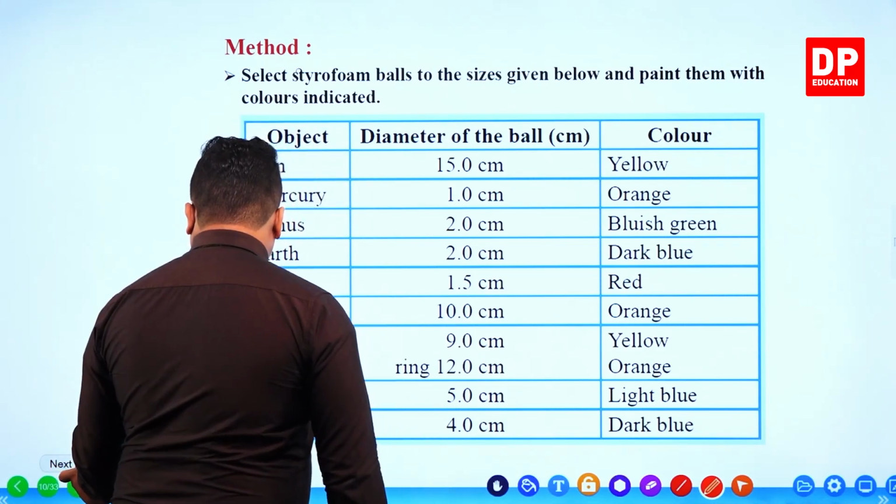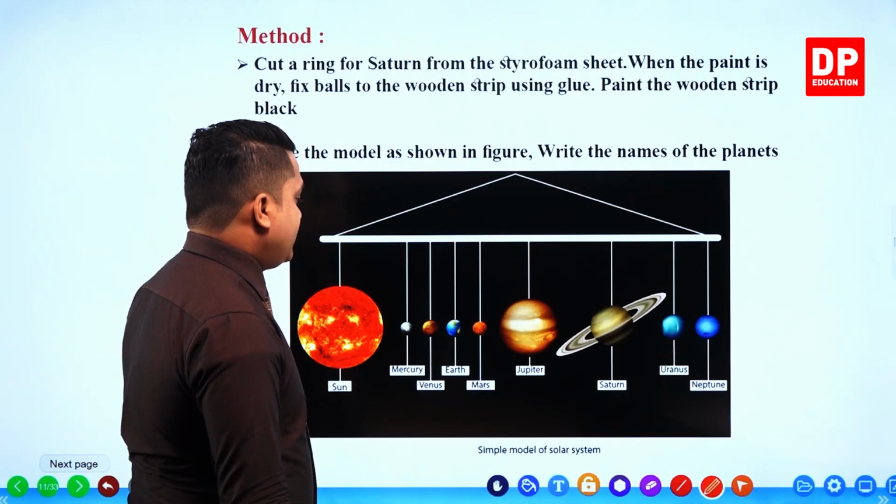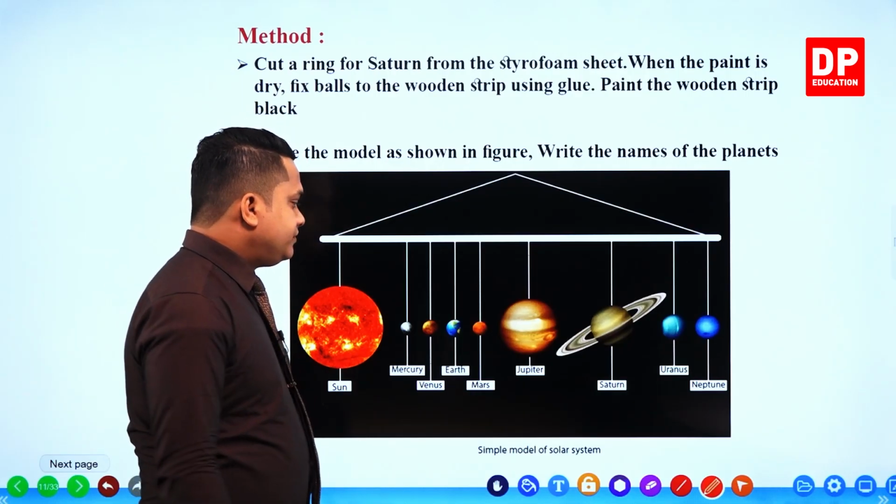Then cut a ring for Saturn from the styrofoam sheet. When the paint is dry, fix the balls to the wooden strip using glue. Paint the wooden strip black. Make the model as shown in the figure. Write the names of the planets. Alright. Now what do you have to do?